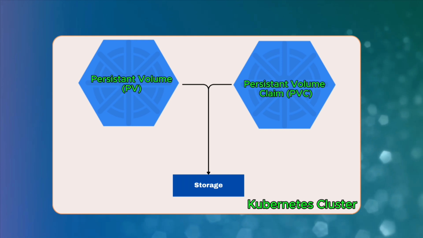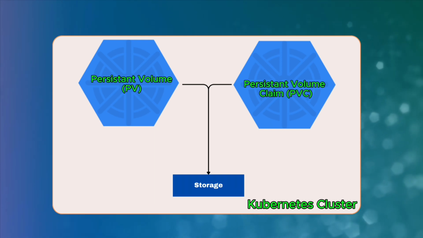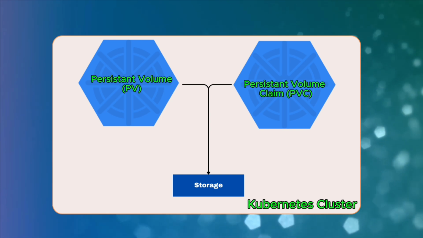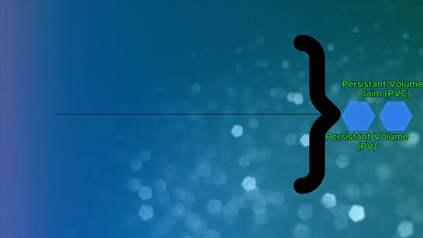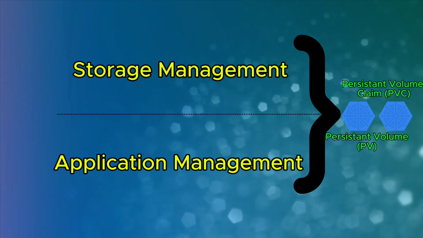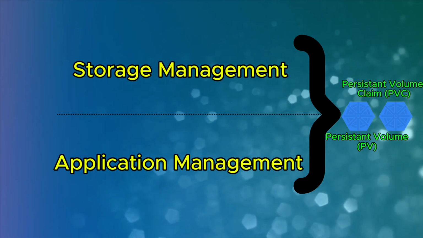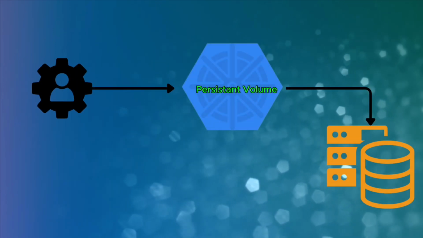Persistent volumes and persistent volume claims are Kubernetes resources for managing storage in a cluster. Together, they decouple storage management from application management, making it easier to handle the storage needs.